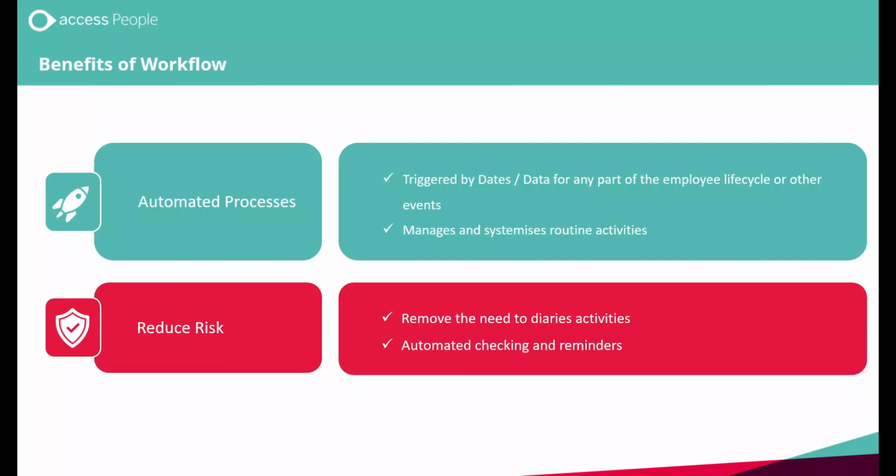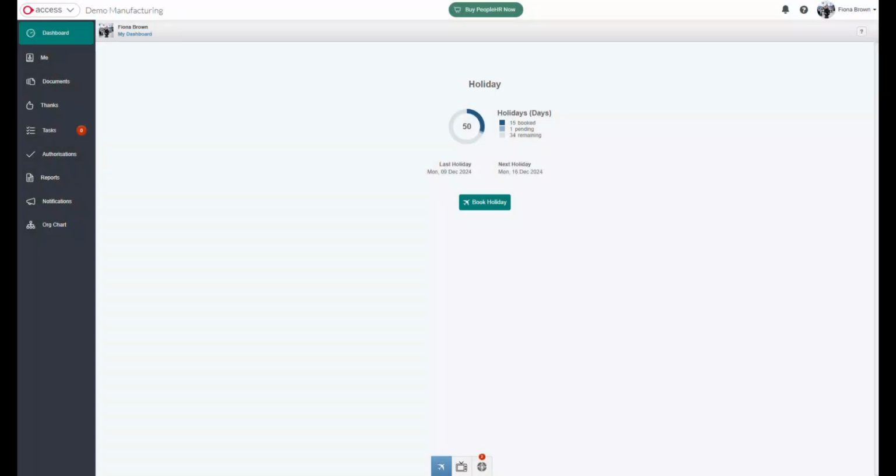The automatic nature of these triggers means that users don't have to go looking and checking to see whether anything needs actioning or diarising tasks for the future. People HR will simply notify the user that a task needs to be completed based on the rules configured within the system. So let's have a look at an example.